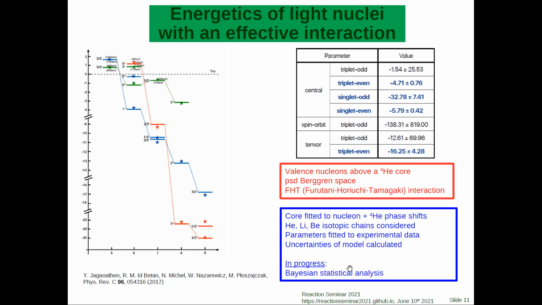It is done with linear regression, but we plan to use Bayesian statistical analysis in future because errors are more significant when using Bayesian analysis. Nevertheless, with linear regression, one could see that we could identify well-constrained and sloppy parameters. And we could see that we have an effective interaction which can be used in practice in order to calculate the structure and the reaction properties of nuclei close to the drip line.